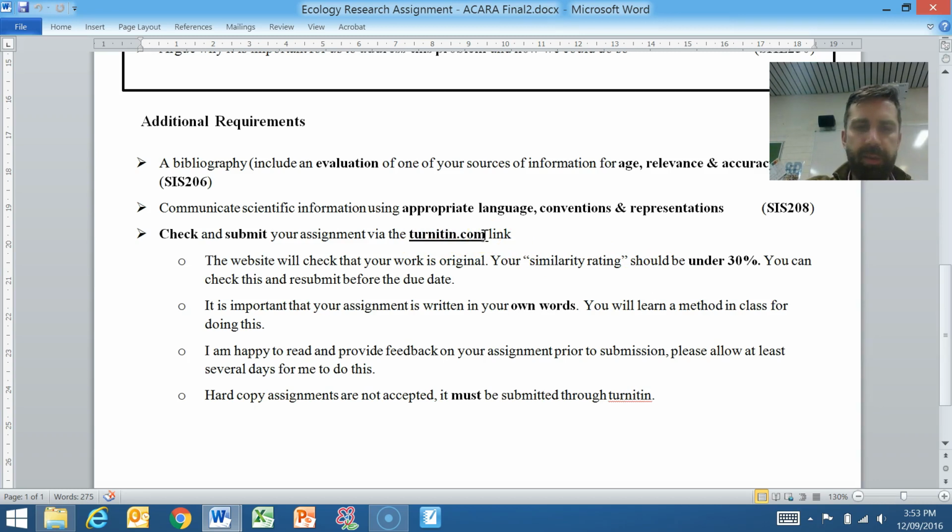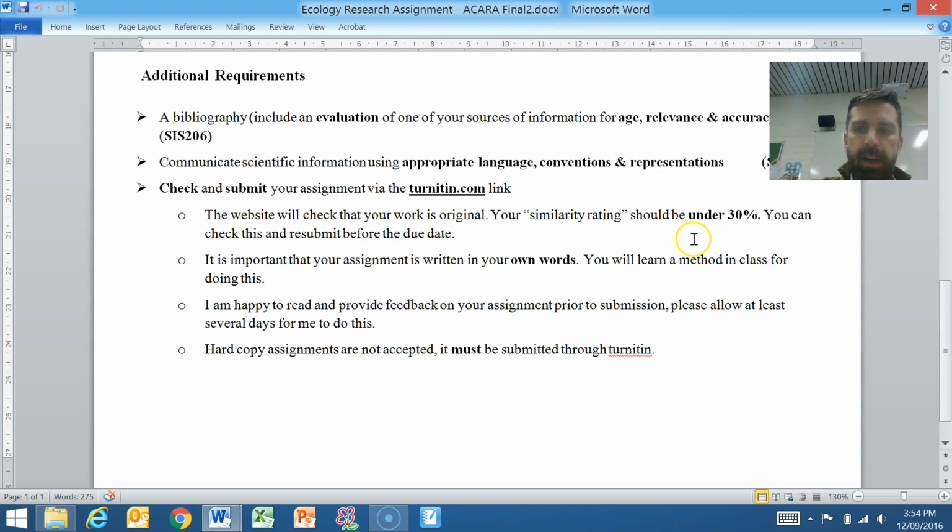Now, if you haven't used that before, this basically analyzes your assignment, checks it against all of these other assignments in its database and makes sure that you have written everything in your own words. And it gives you a similarity rating, and I want that to be under 30%, okay? So only 30% of your essay can be similar to other stuff that people have written. And you can always submit it, check, and then resubmit it if you need to.